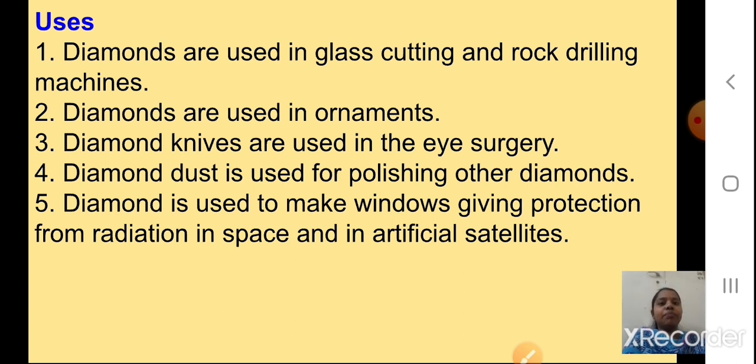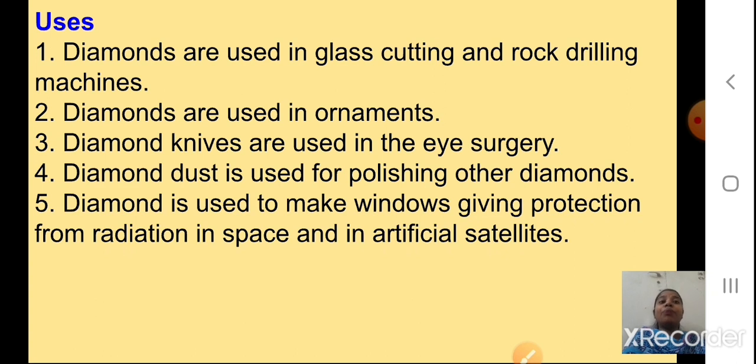And rock drilling machines. Diamonds are used in ornaments. As I told you, in jewelry we use it. Diamond knives are used in eye surgery. As it is not reacted by any acid, base or water, we can use it. Knives are made from the diamond, which we are using in eye surgery. Diamond dust is used for polishing other diamonds.